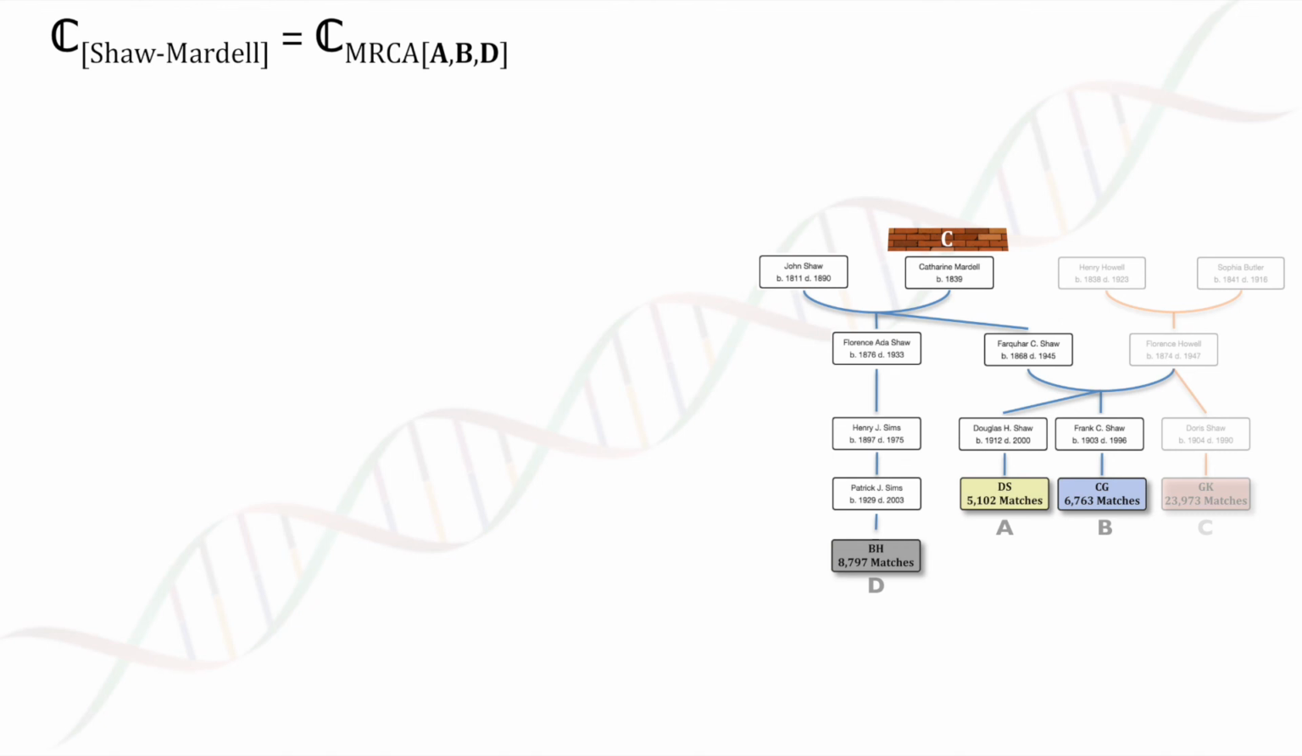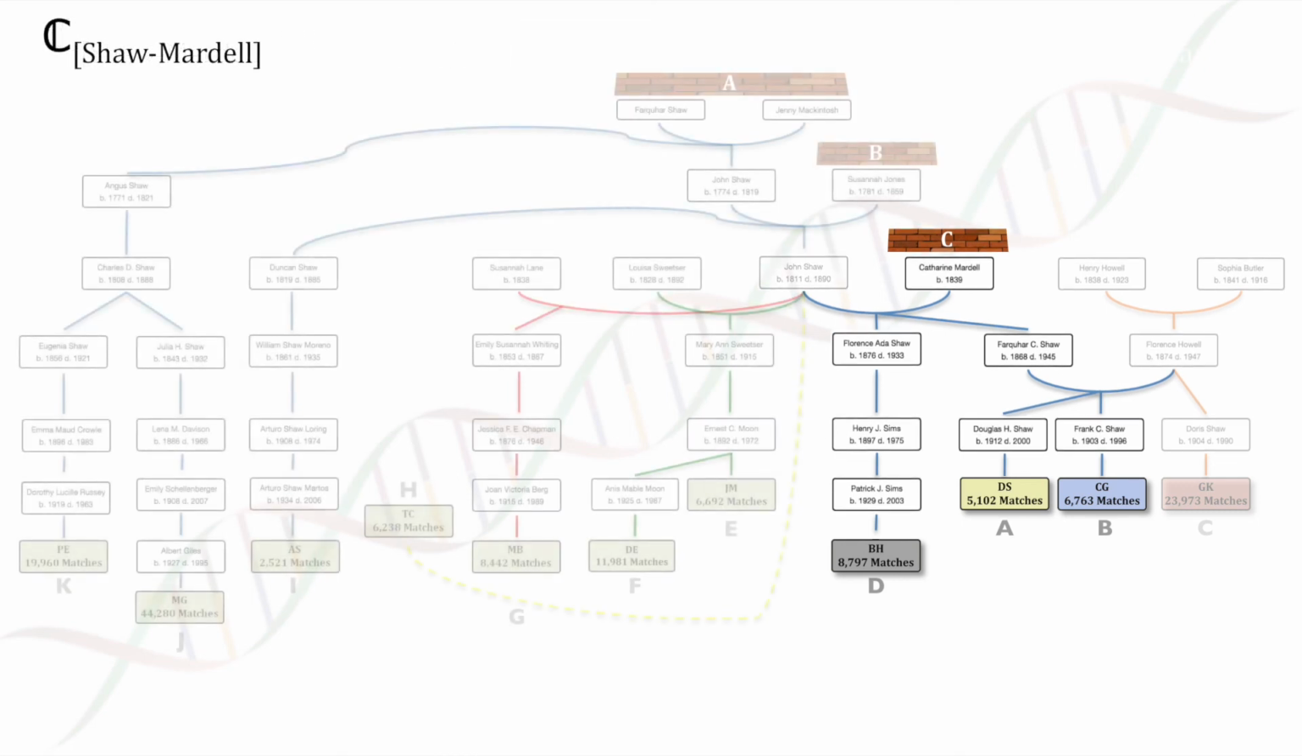However, this 4-subject analysis lacks any means through which we might determine which of these 1,000 matches are ancestral Shaws and which belong to the Mardell line. Our solution lies in the selection of our subsequent test subjects, E through K.